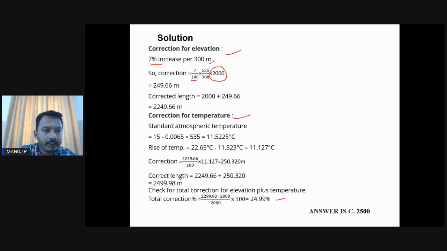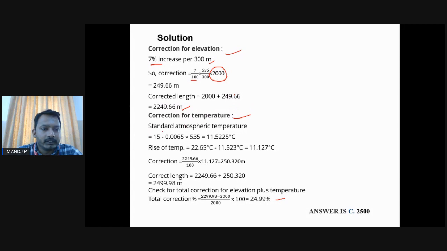So after making the correction, this is the correction required. You are supposed to add this 249.66 to the basic runway length. So 2000 plus 249.66, you get 2249.66 meters. Then you are supposed to make correction for temperature.